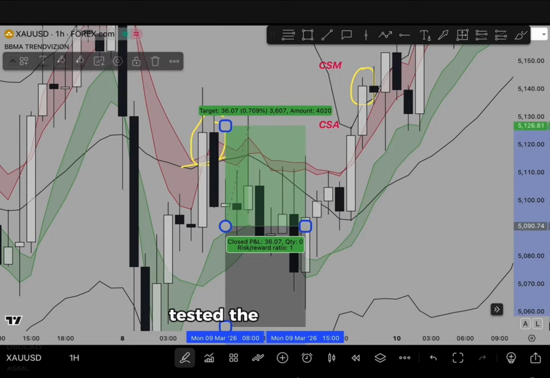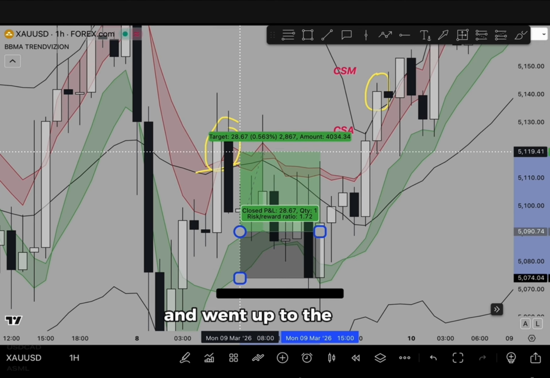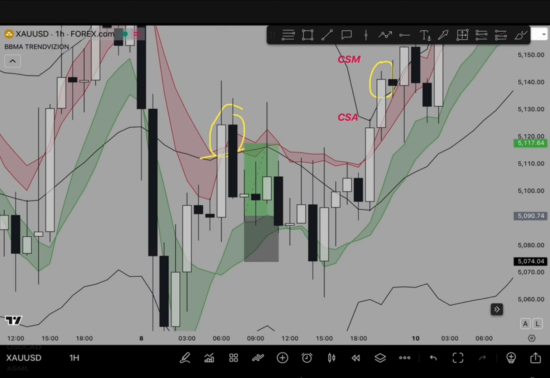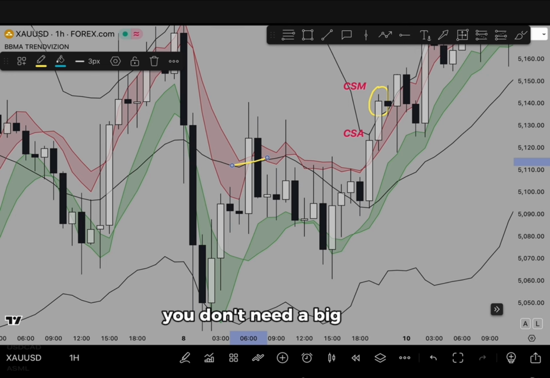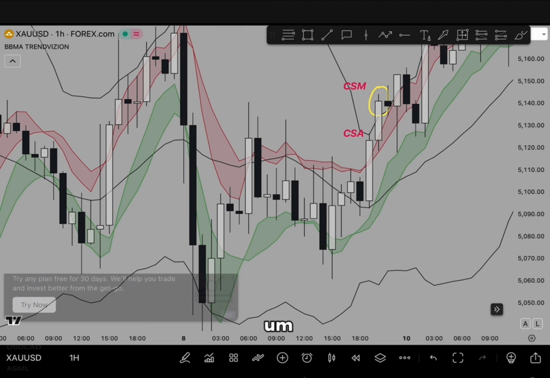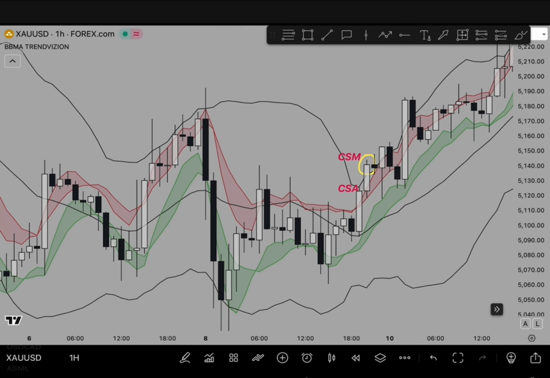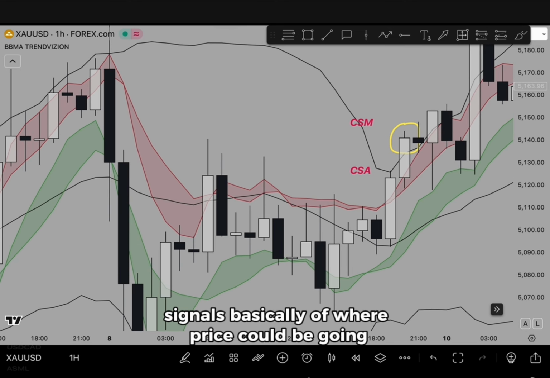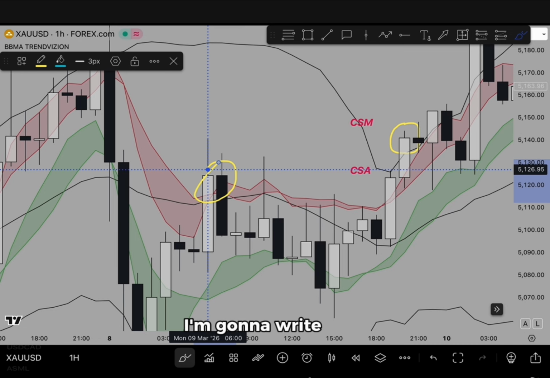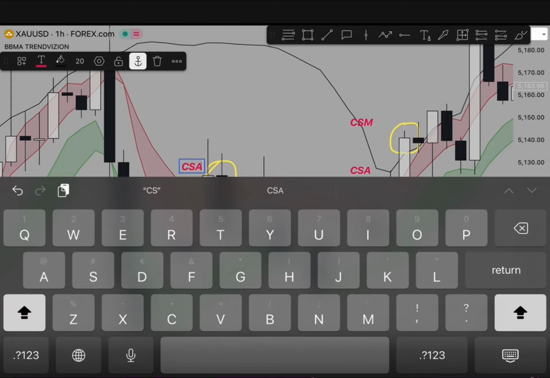Closed above, tested the lower moving averages, and went up to the higher moving averages. So it gave a move, not a big one, but you don't always need a big move. So those are the three signals basically of where price could be going. I'm going to write it out so you can see it all in one picture.